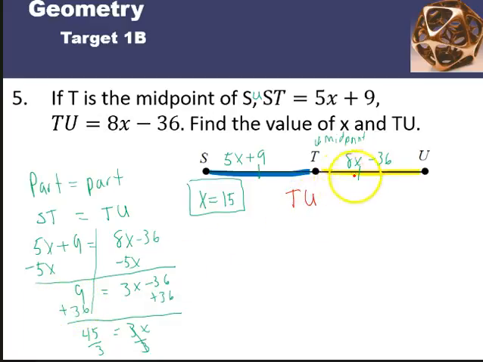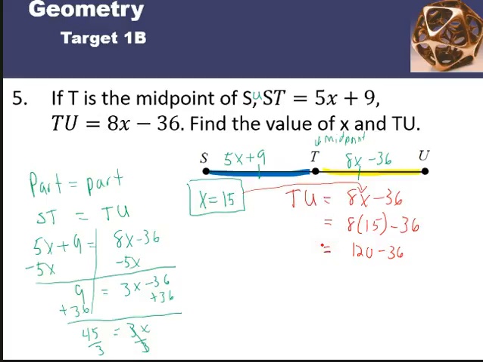So TU is the yellow piece, and that's 8x minus 36. But remember, we just found x, and x was 15. So I can replace the x with 15 to find TU. So 8 times 15, well, 8 times 10 is 80, and 8 times 5 is 40, and 80 plus 40 is 120. So this is 120 minus 36.